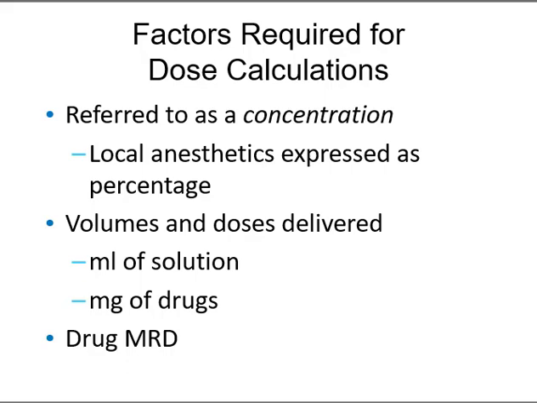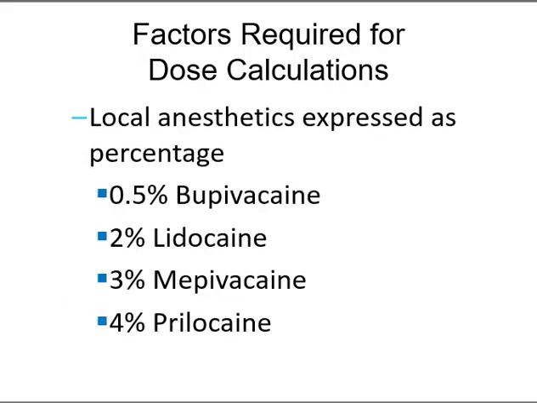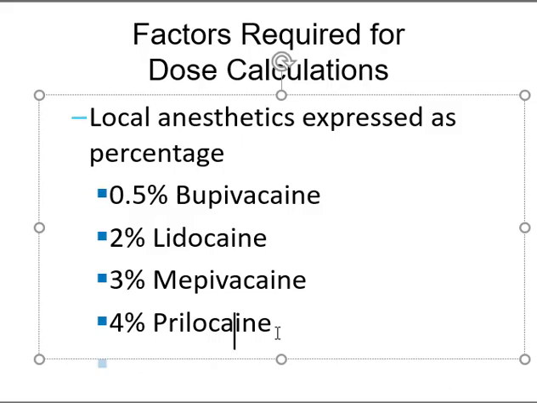I think of solution milliliters as the Coke bottle, and the milligram is when I'm turning it over, how much sugar is in this, right? You're looking for the grams of sugar in milligrams. So the milligrams is the drug, the local anesthetic drug that's dissolved in the solution, which is water. And you also need to know the drug's MRD. So here are the percentages that are expressed: 0.5% bupivacaine, 2% lidocaine, 3% mepivacaine, 4% prilocaine, and let me add here 4% articaine.